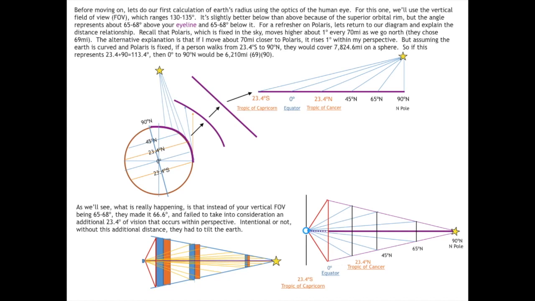If we lift the arc off of the Earth, we can represent it along a straight line, and we see that as we move south, using a sextant and comparing the angle to the star with the horizon, we can get our latitude. We've already gone over that. But as we'll see, what's really happening is that instead of your vertical field of view being 65 to 68 degrees, they made it 66.6 degrees and failed to take into consideration an additional 23.4 degrees of vision that occurs within perspective. Intentional or not, without this additional distance, they had to tilt the Earth.